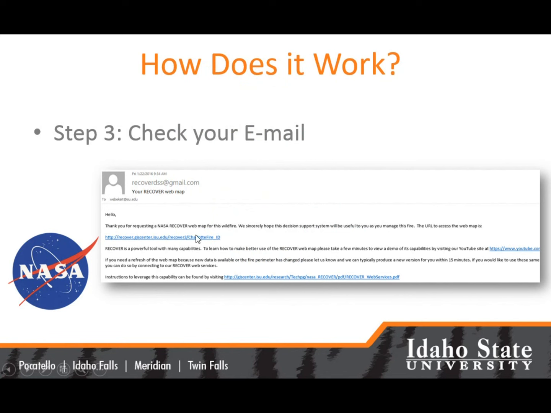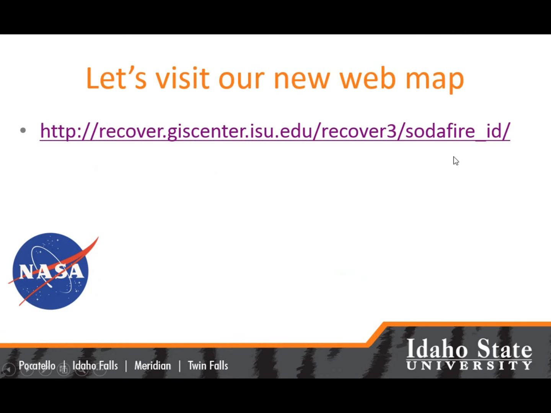This is an email that I generated. I've been experimenting with this for a while. This was from January as we were working on the generator. You'll get an email from this address, Recover Decision Support System, recoverdss@gmail.com. In that, you're going to have a URL. You'll have a couple of other additional URLs which are links to help files. All you need to do is click that link, and your web browser will launch it. And this is what you're going to get.